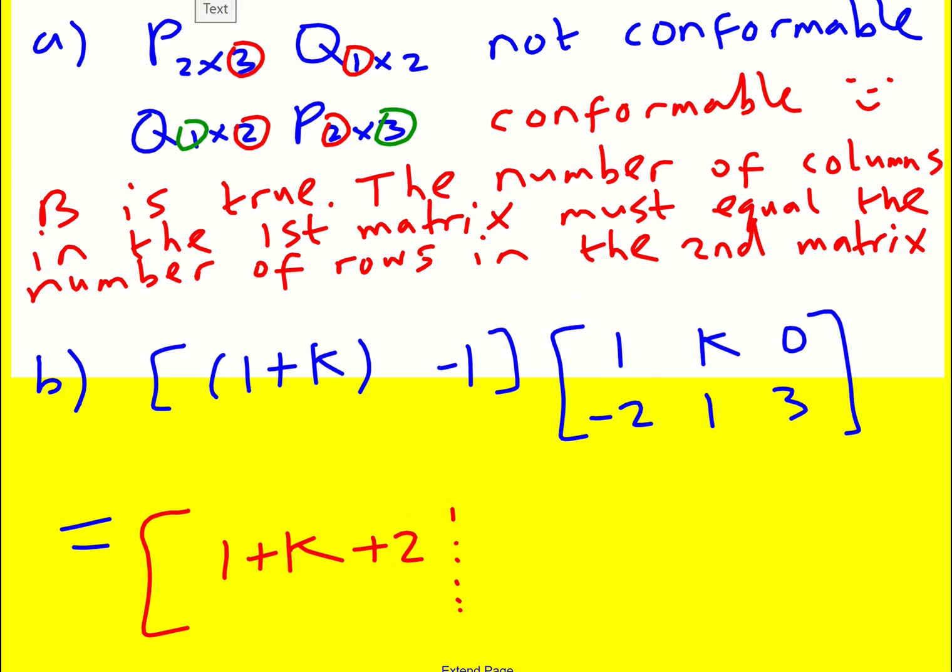Okay, up next, I'm going to do the same again, but I'm going to start with this column. So it's going to be 1 plus K times K. That's K times 1 plus K. And I'm going to minus 1 when I do minus 1 times 1. And then finally, I've got 1 plus K times 0, which gives 0, and a minus 3.